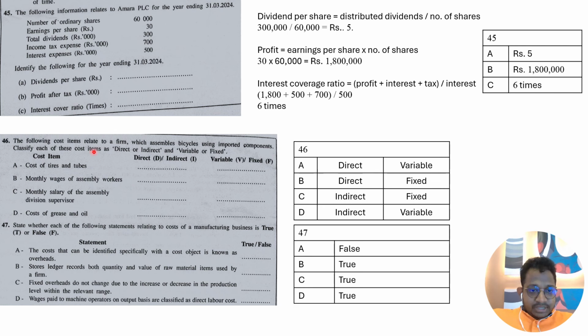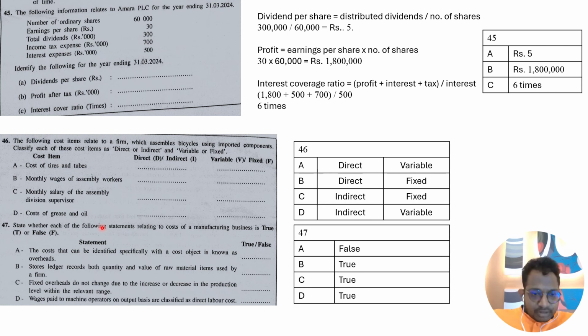The following cost items relate to the firm which assembles bicycles. Cost of plans and tubes, direct and variable. Monthly wages of assembly workers, they are given the monthly wages, so it falls under direct, but it's fixed. Monthly salary of the assembly division supervisor is indirect and fixed. Cost of grease and oil, indirect and variable. Other cost variable, it can also be considered as fixed, right?